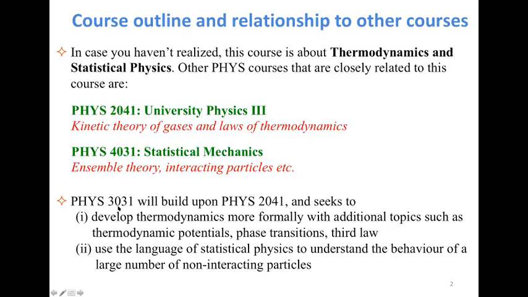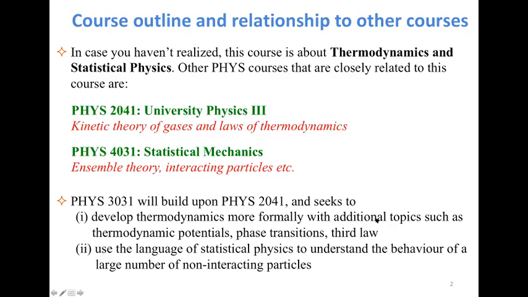Okay, so 3031 kind of sandwiches between these two courses. Logically, it will be better, in my opinion, to take it according to this sequence: 2041, 3031, 4031. But I've seen students taking 2041, 4031, and then they come back to take 3031. That is also fine with me. Of course, some of the materials will look a bit different, and the logic will be a bit different in that case.